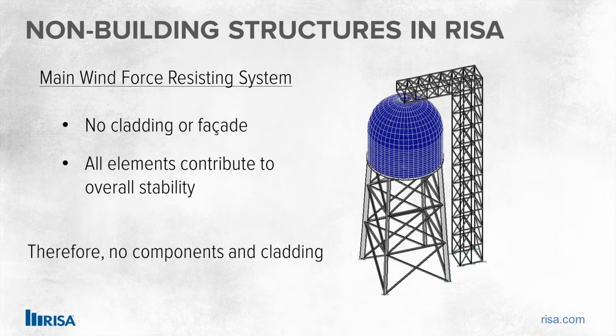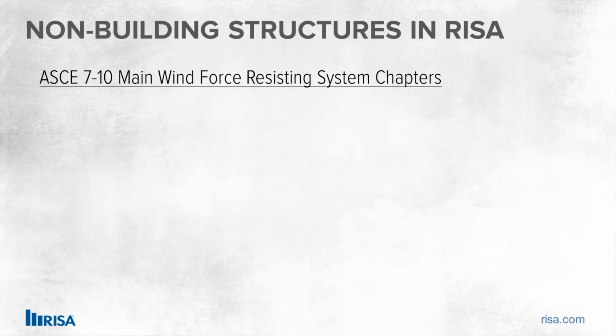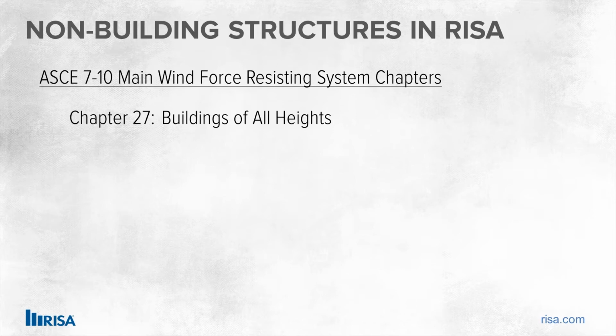Now, that's not necessarily true for all non-building structures. You can certainly have plenty of non-building structures where you do have to consider components and cladding, and definitely if I had, say, some corrugated metal siding around this tower, then we would have to get into that. But for this particular example, we won't be, and instead we're going to focus on the main wind force resisting system loads.